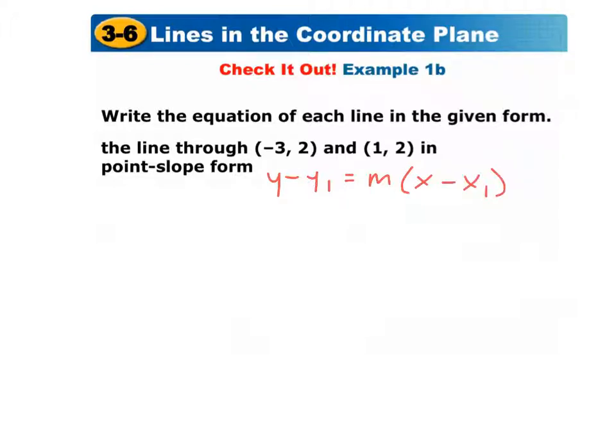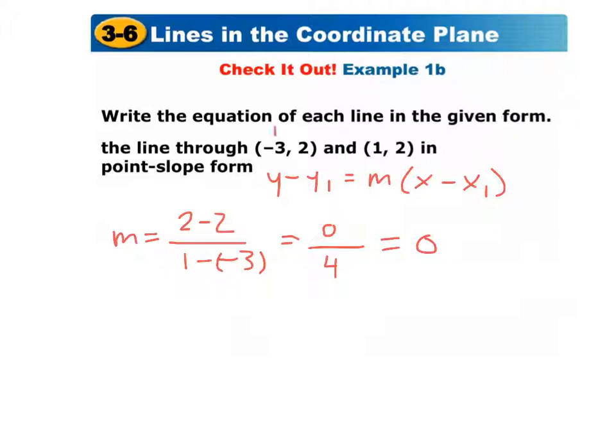So what do we need? We have a point, but do we have m? No. So we need to find m. So how do we find m? 2 minus 2 over 1 minus -3. Perfect. So we get 0 over 4. What does it simplify to? 0. So now we can just plug everything in.